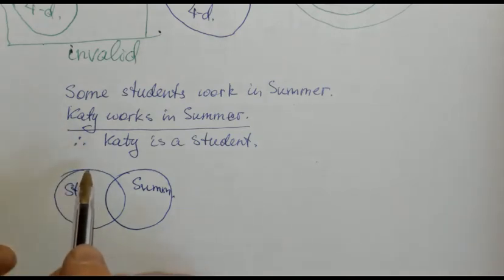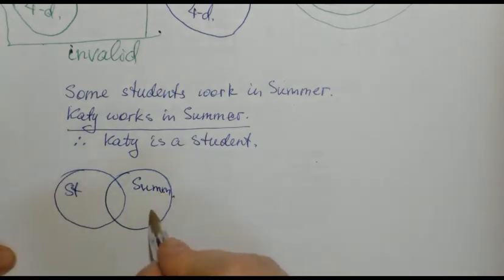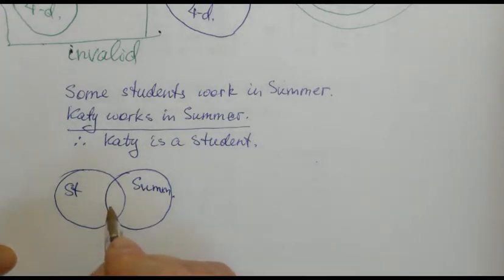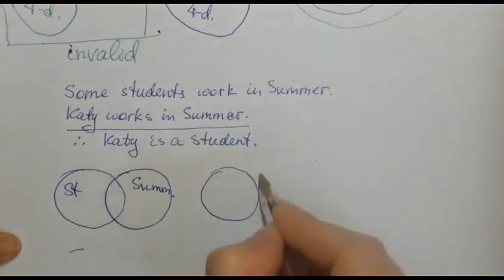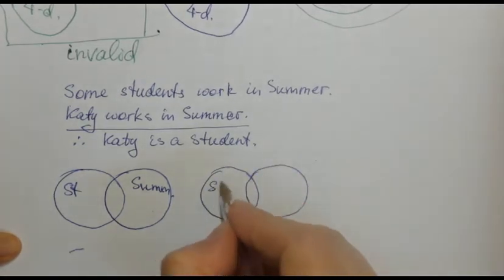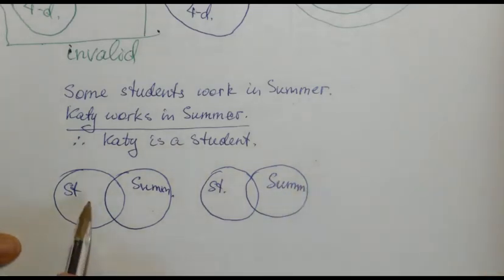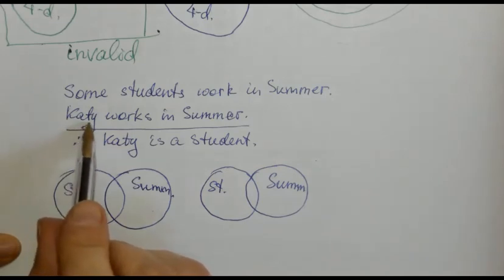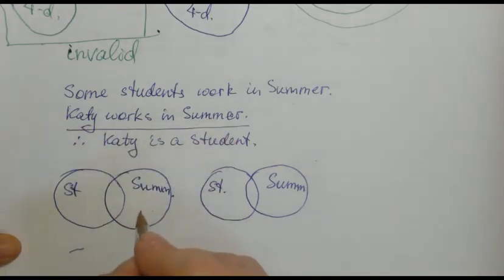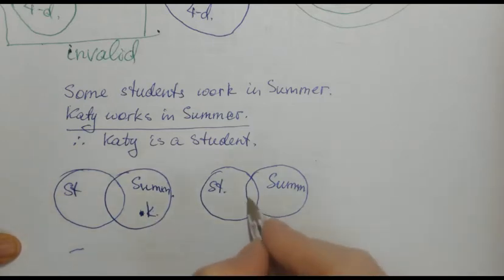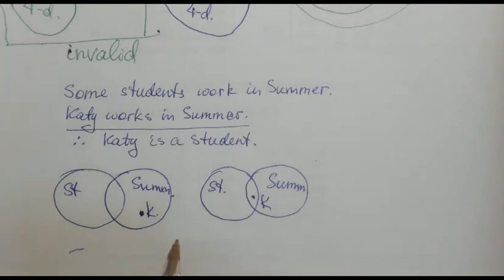For this picture, we can put the point representing Katie either in this part of the picture or in that. So let us make 2 variations of this picture. Students, summer workers. And Katie, so the premise is Katie works in summer. Katie here, or here. We have two possibilities for where to put this point.